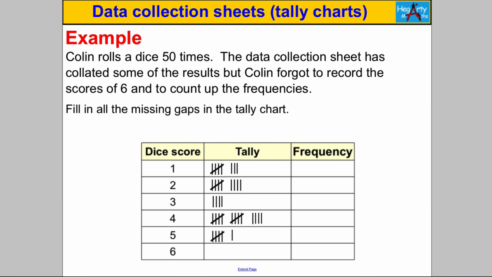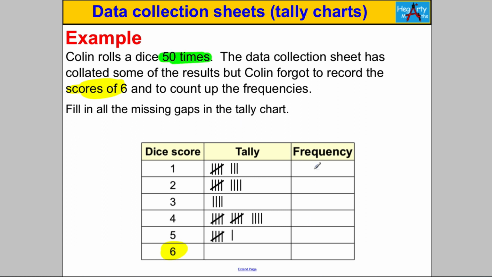Okay, Colin rolls the dice 50 times. The data collection sheet has collected some of the results, but Colin forgot to record the scores of 6. So the scores of 6, he just got so excited when he got a 6, he forgot to count them up and tally them up. But he does know, remember, that he rolled the dice 50 times. That's crucial. It says fill in the missing gaps in the tally chart.